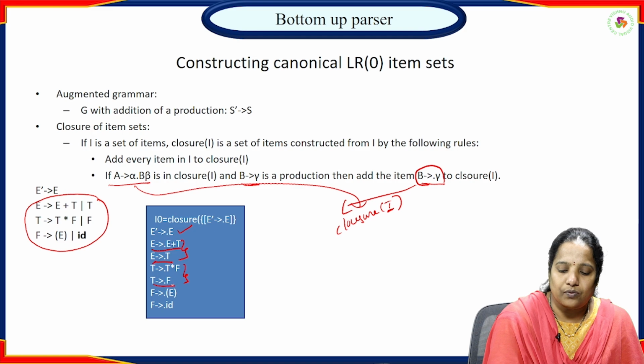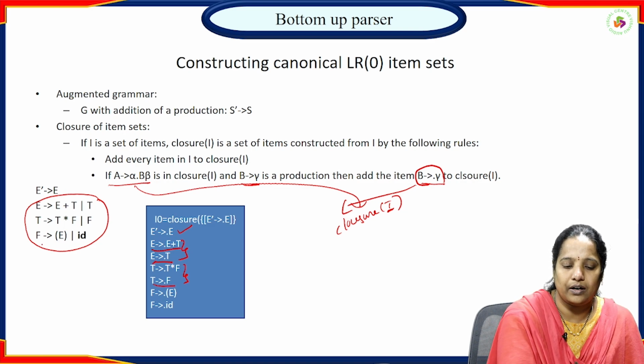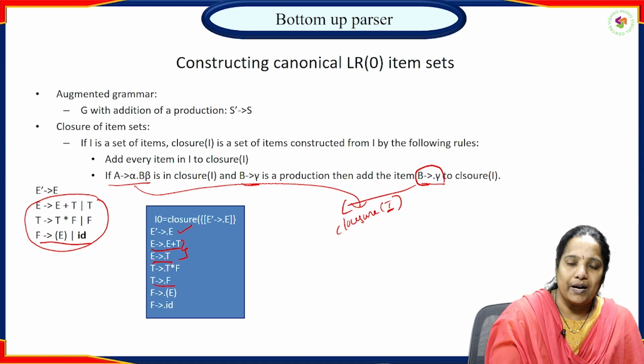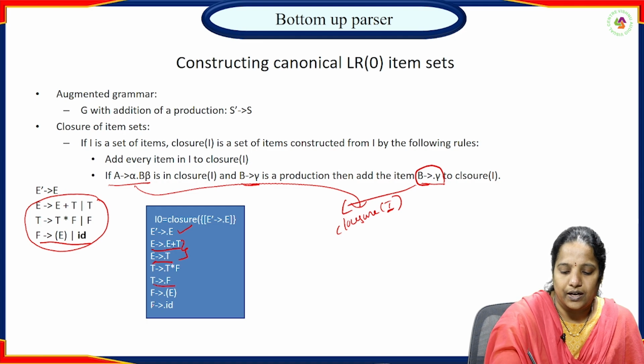When we observe this one, once again dot is followed by a non-terminal, and we need to add the productions related to that particular non-terminal. In the given grammar, we have two productions, that is F tends to (E) or F tends to id. By adding the dot at the right hand side leftmost position, we add these two productions.